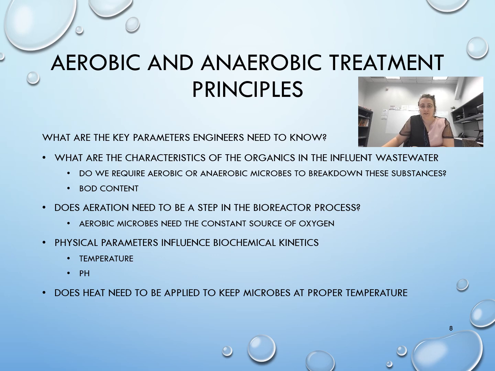All right, so some key parameters you're going to need to know for design purposes. We're going to need to know the characteristics of the organics in the influent wastewater. So we need to know what types of organics we have so we can make a decision between aerobic or anaerobic microbes to break down those substances. And a lot of that's going to be based on BOD content, taking a look at what's in the BOD and whether or not we have volatile suspended solids, that kind of thing. We also need to know whether or not aeration needs to be a step in our system. So remember that aerobic microorganisms are going to need that constant source of oxygen. So if they need that source of oxygen, we may have to have that aeration step.